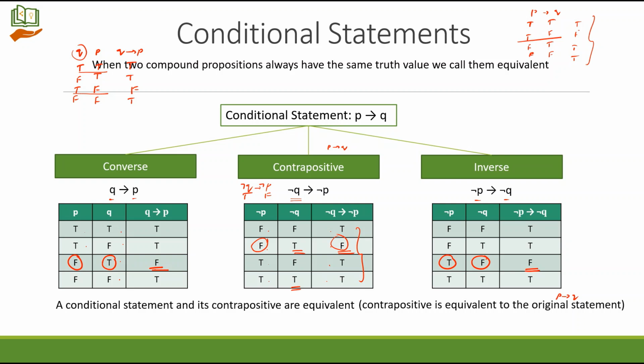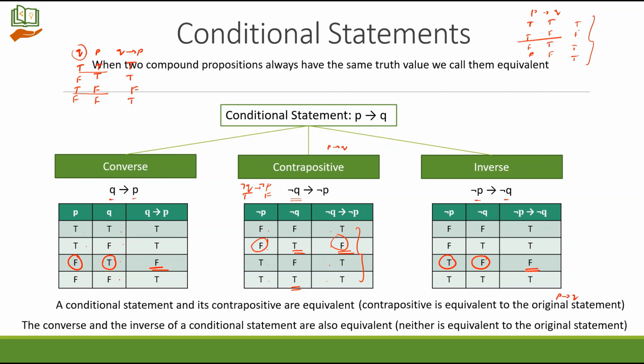We got in Converse. The converse and the inverse of a conditional statement are also equivalent, but both of them are not equivalent to the original statement P implies Q. It means negation of P implies negation of Q is equivalent to Q implies P, and we know negation of Q implies negation of P is equivalent to P implies Q. In both the cases, inverse and the converse, they are not equivalent to P implies Q is what they say. These two go together, these two go together.